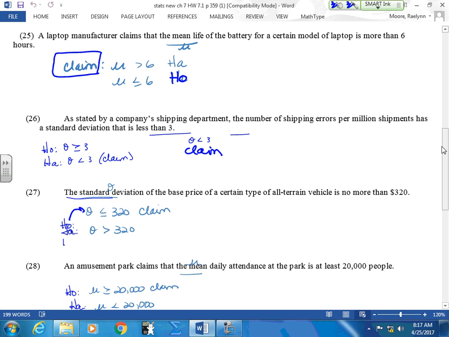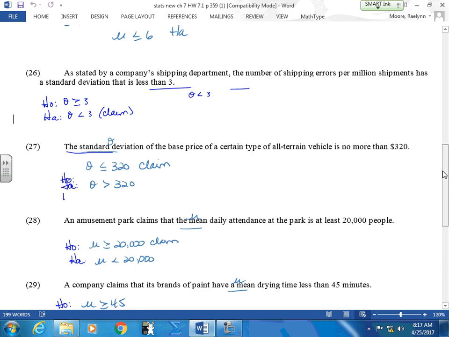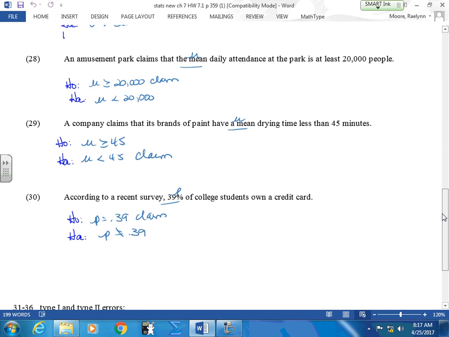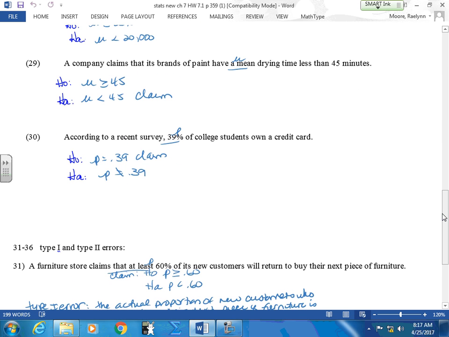And it's going to be really important because as soon as we hook these all together, the HA is our graph. And it's going to follow the tail of the HA. So it's really, really important that you get that down pat. I gave you the 30? Okay. 29. The company claims that its brand of paint has a mean drying time less than 45.